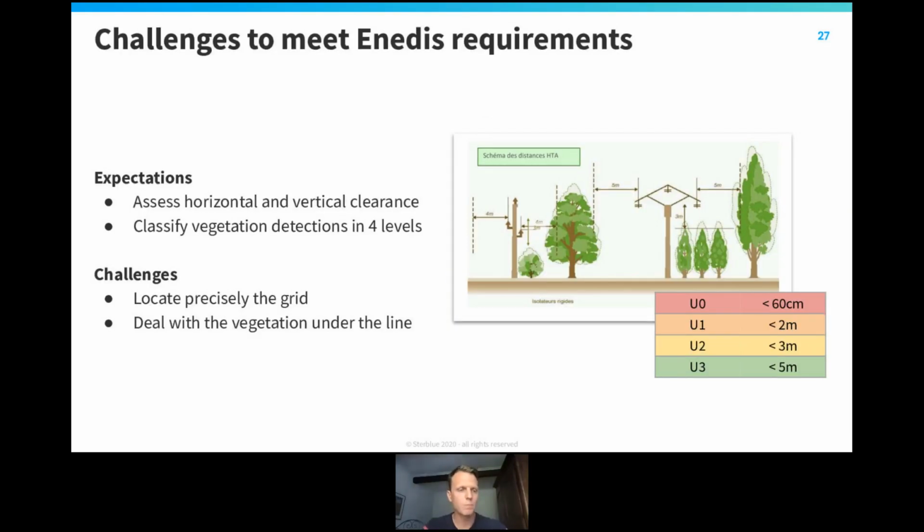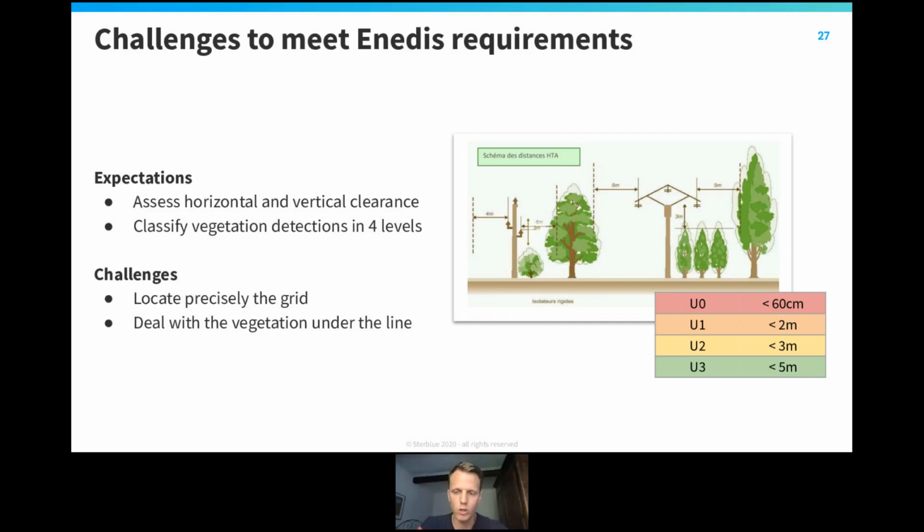In terms of expectations, they want us to assess horizontal and vertical clearance from the vegetation to the conductors, so not the central axis, but to the conductors, which is a big difference. As you can see on the schema on the right, each of the detections needs to be classified with one of the 4 available labels. The highest emergency level, the U0, is for any vegetation closer than 60 centimeters to the grid, which is quite challenging for satellite imagery. Sometimes it amounts to 1 to 2 pixels on the image, so it's a challenge.